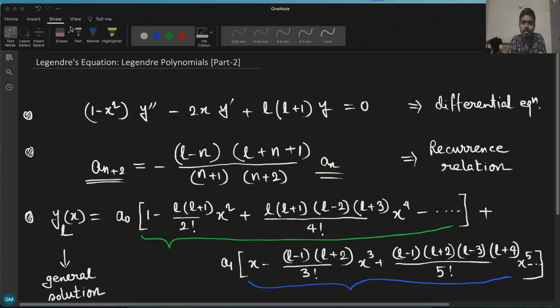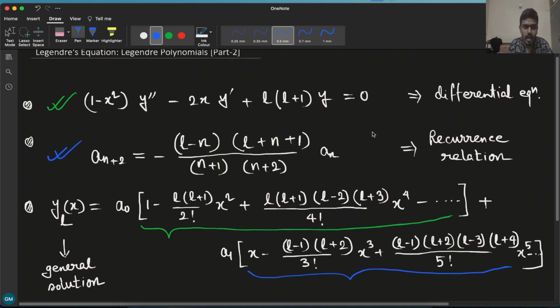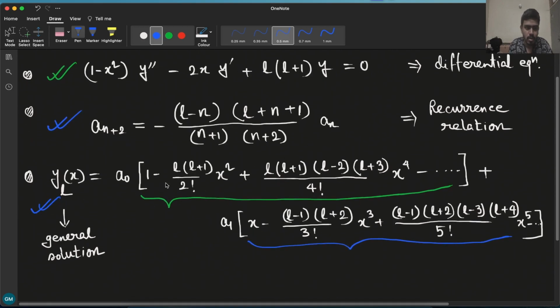In the last class, we took the Legendre differential equation, and we solved it. We found this recurrence relation, and this is the general solution, which consists of two series. One has even powers of x, another one has odd powers of x.